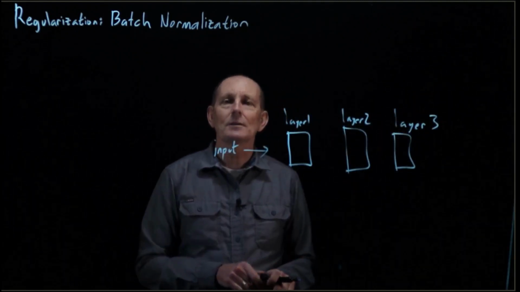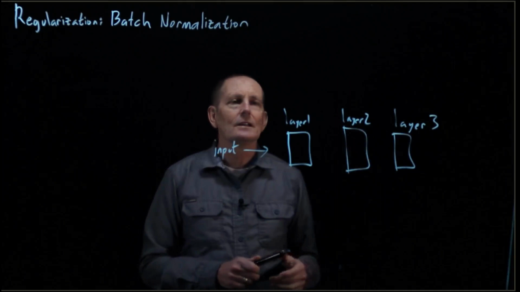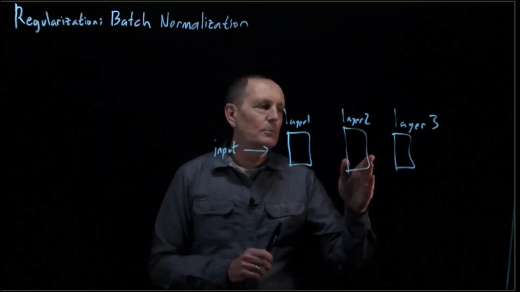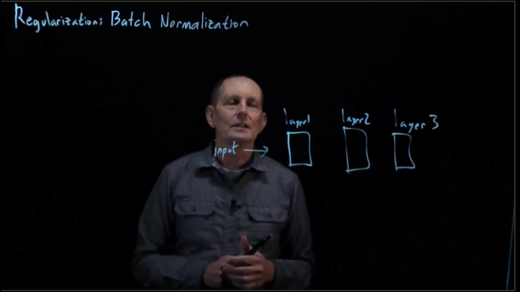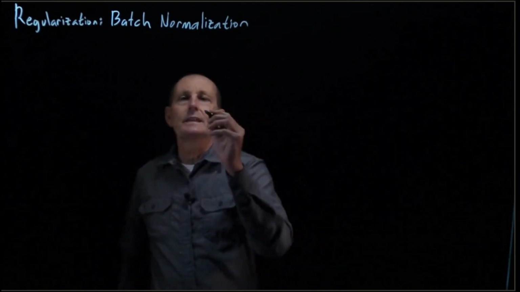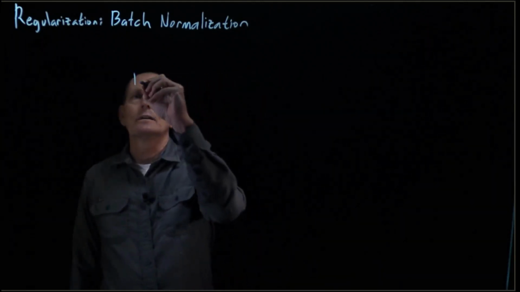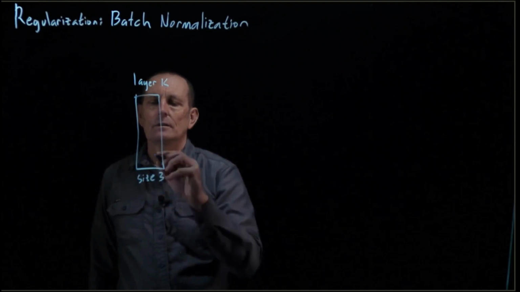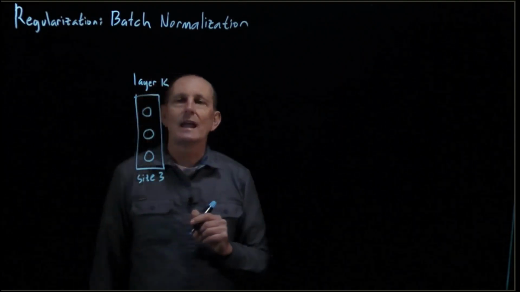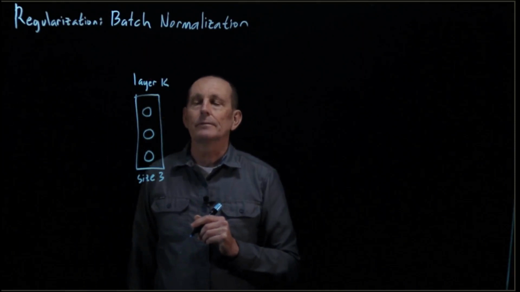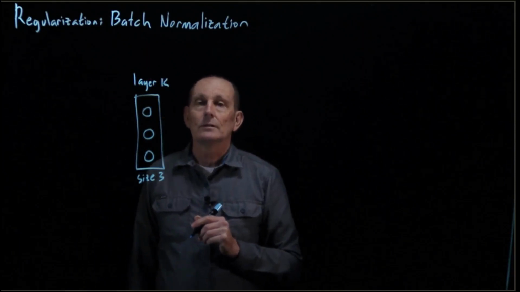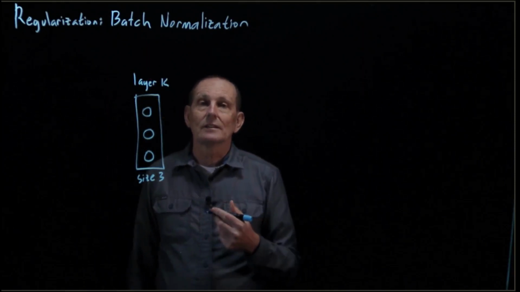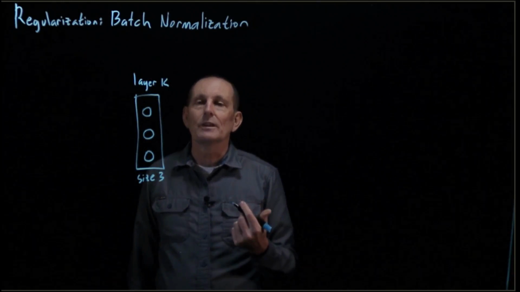So we've talked about normalizing input. Maybe we want to normalize the input to other layers as well, besides the first layer. Let's look at the output of layer K, and let's say this is size 3. How big is the output of layer K? Well, it looks like a vector of width 3.